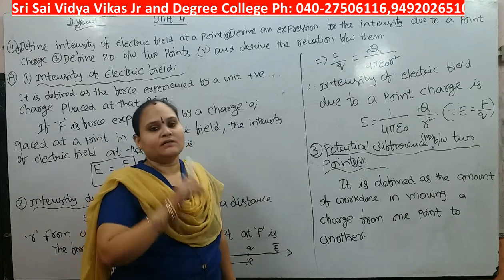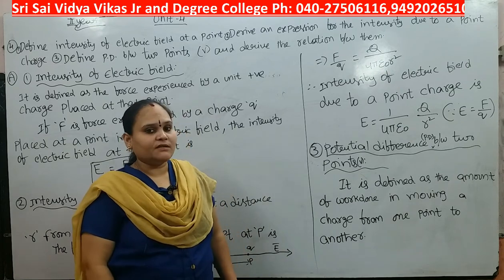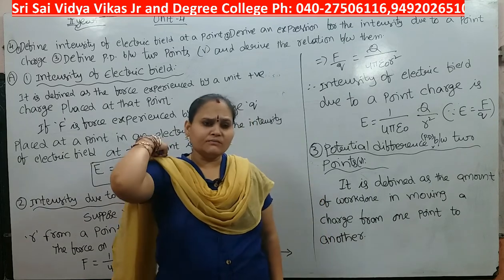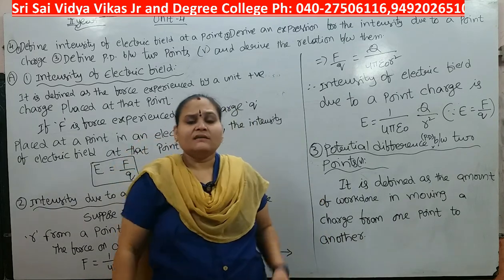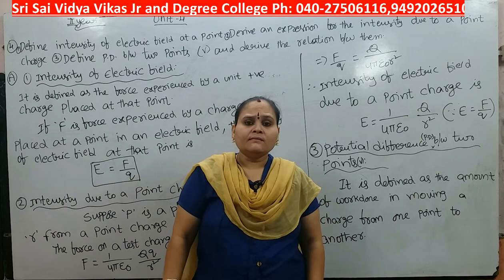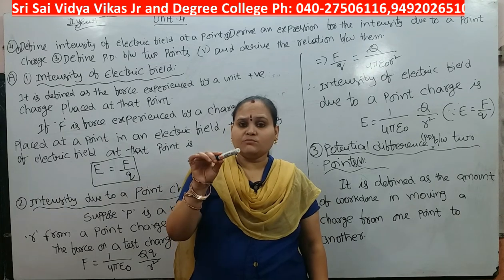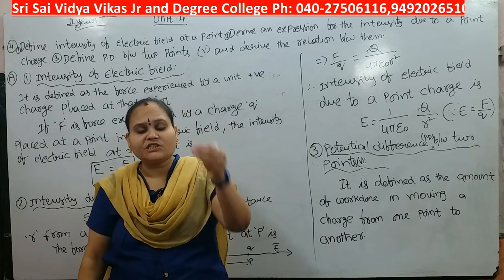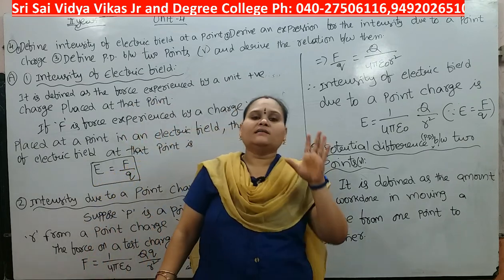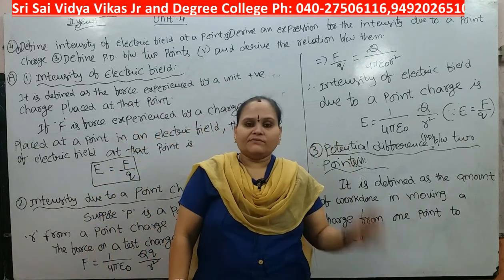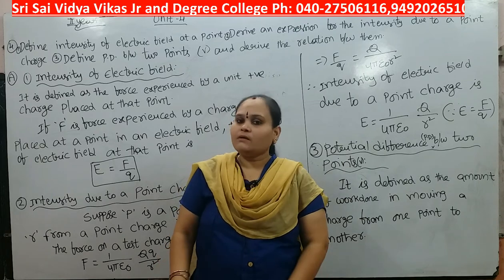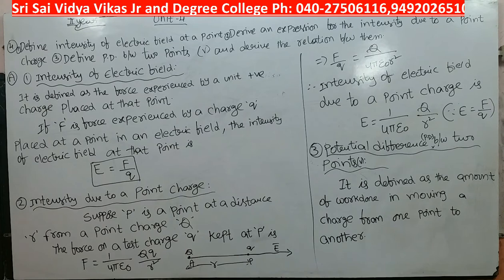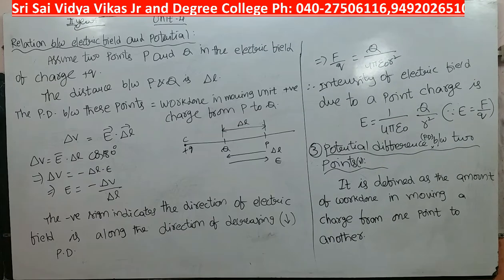Now we are considering the potential difference between two charges. Potential difference is denoted with V. That is nothing but the work done by the charge moving from one point to another point. The work done in moving a charge from one point to another is the potential difference. So now we can find the potential difference between two charges.